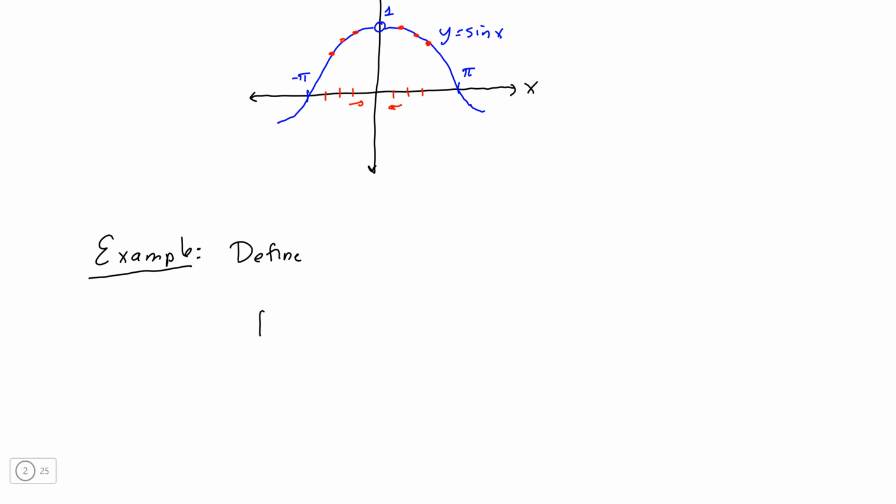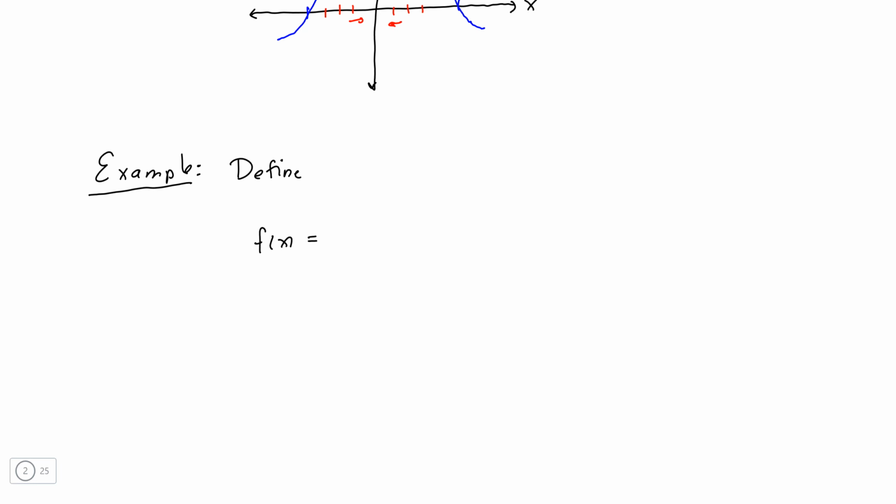So let's look at another example. Let's define our function in this case, and we're going to make this a piecewise defined function. So 2x plus 7, and then x plus 2 squared. And these values are going to be for x bigger than 1, and these for x less than 1.